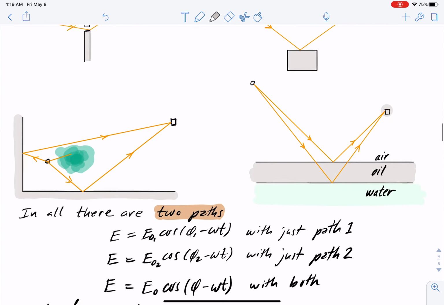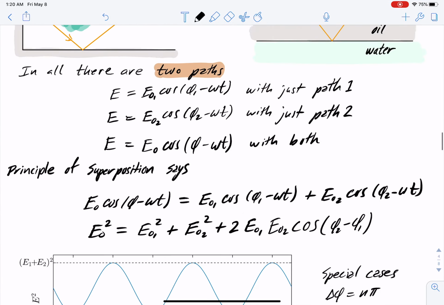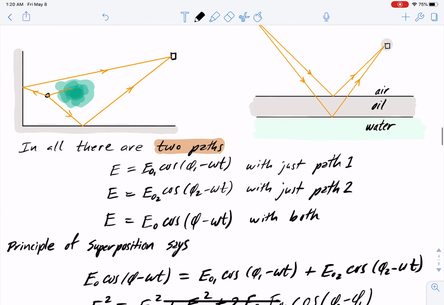Okay. So then we have sort of the same thing. If we just have one path, the first path, then we have some electric field at this point here. If we have just the other path, then we have a different electric field. And if we have both, we have a third one. The principle of superposition says that the first two have to add up to give the third one.